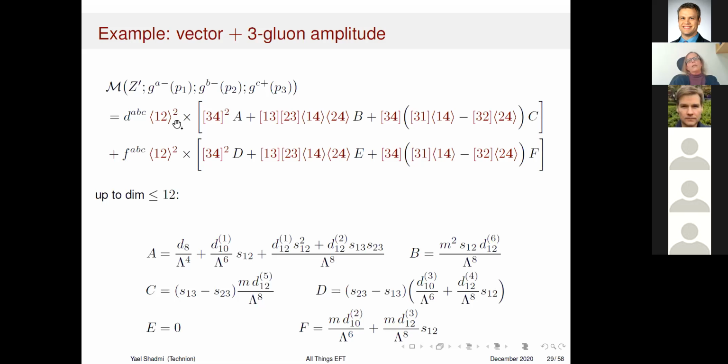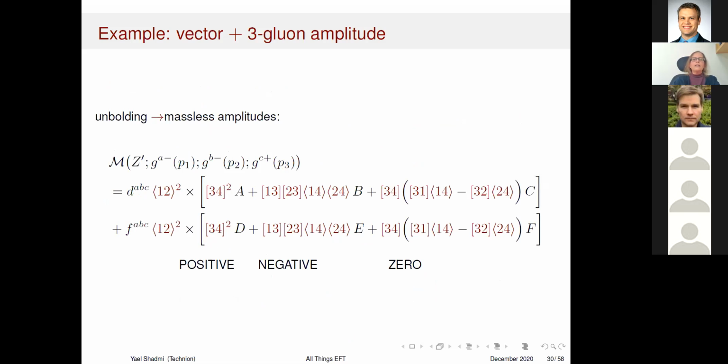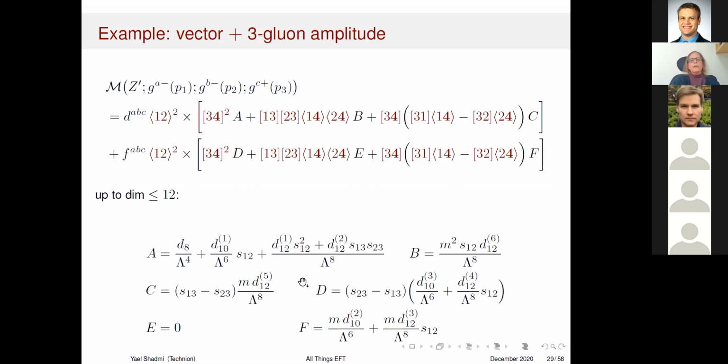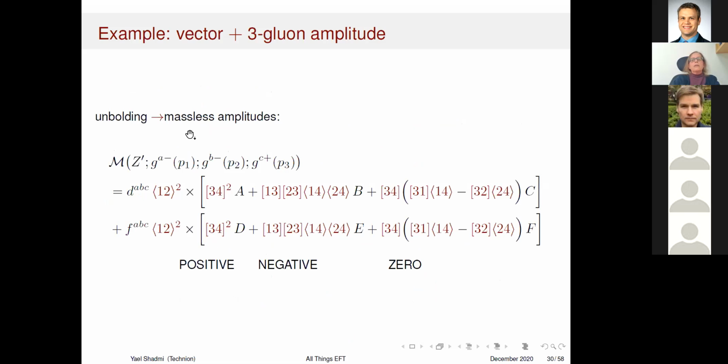You can do the same thing with a vector instead of this scalar that I had before. And again, I'm showing one example. So it's the same story. The little group determines these red spinor structures, and they're multiplied by some polynomial of the SIJs. And here I'm showing this going up to dimension 12, but it's very easy to go beyond that. And to take the high energy limit and get the massless amplitudes, all you need to do is unbold this and get the different amplitudes for positive, negative, and 0 vector polarizations.